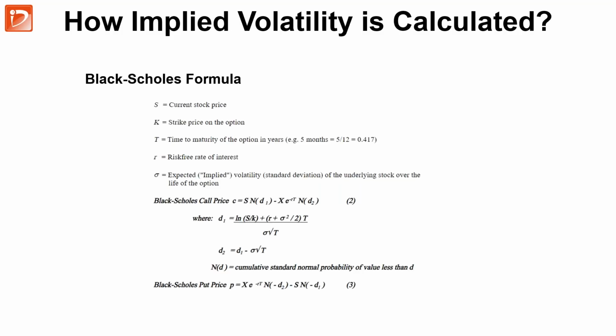So how is implied volatility calculated? It is calculated using the Black-Scholes formula. In order to calculate the IV of an option, we input the stock price, strike price, days to expiry and risk-free rate of interest, and using this formula, we derive the implied volatility. From the implied volatility of all the options, we then calculate the average weighted implied volatility for the stock or the index. That's how implied volatility is calculated.